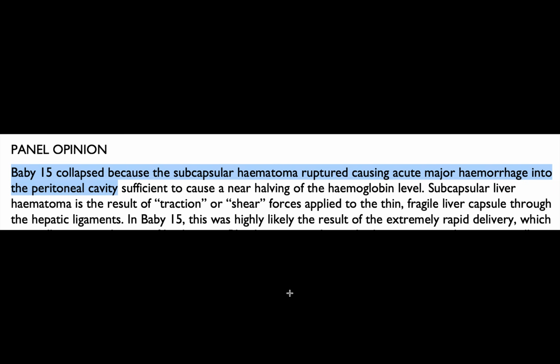So we see in the panel opinion here that baby 15 or child O collapsed because the subcapsular haematoma ruptured, causing acute major hemorrhage into the peritoneal cavity.